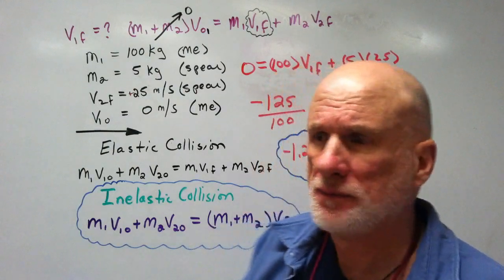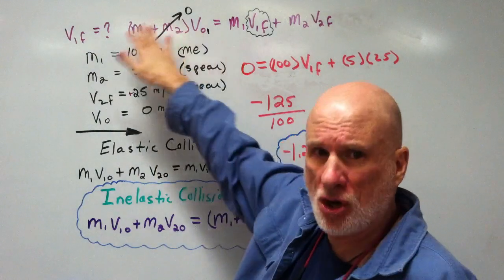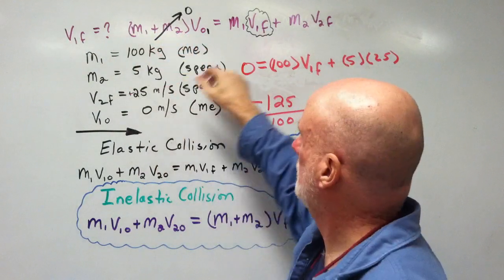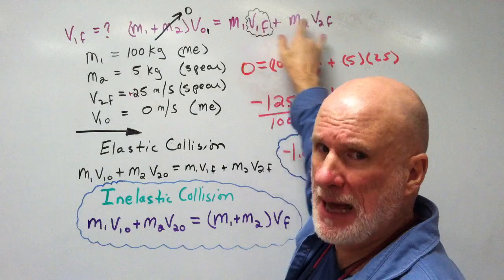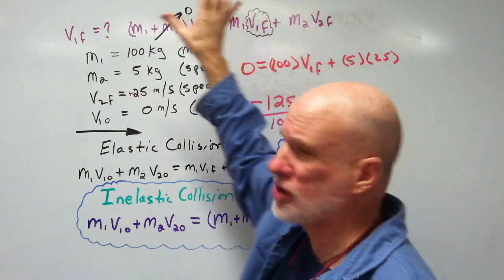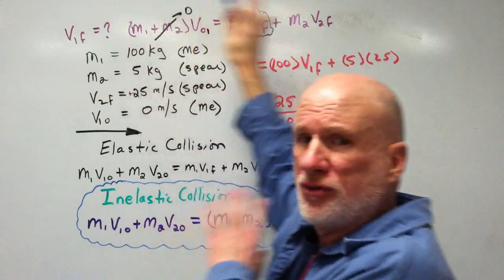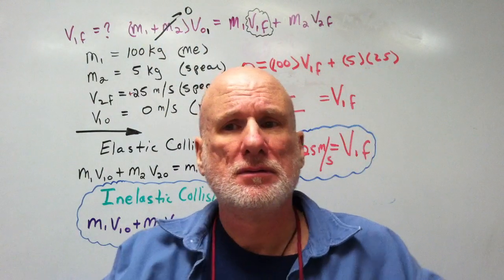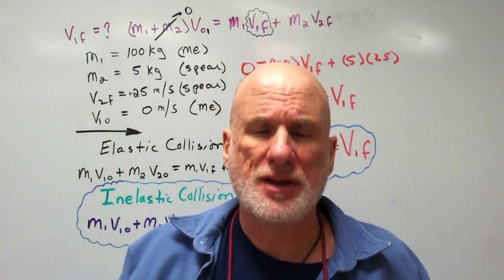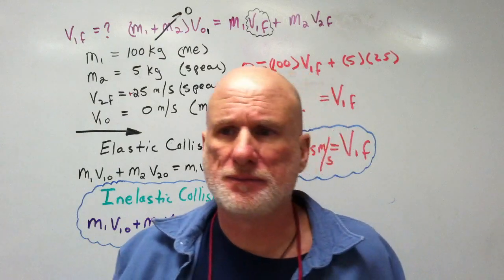Now look, MV, total M times V. Total MV. Initial equals final. It's conserved. The initial equals the final.